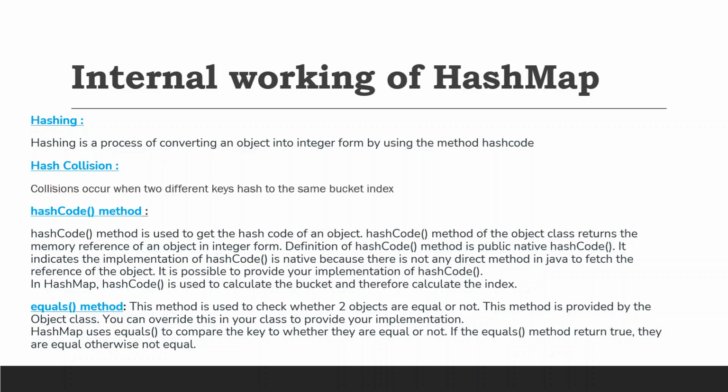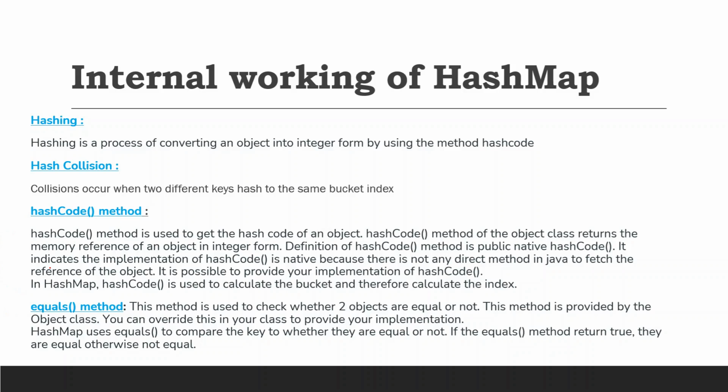And hash collision means two different keys hash to the same bucket index. In this scenario the hash code will be the same and the bucket index will be the same also, because with the help of the hash code only we are generating the bucket index. So hash collision will happen, and in that scenario the JVM will internally search for the hashCode method. If you have already overridden it in your class, then it will see your logic and run according to your hashCode logic.